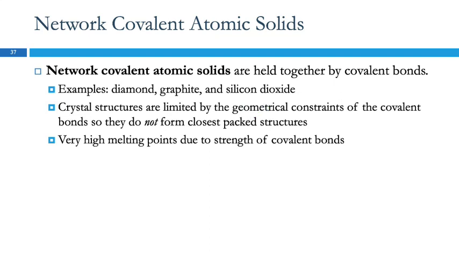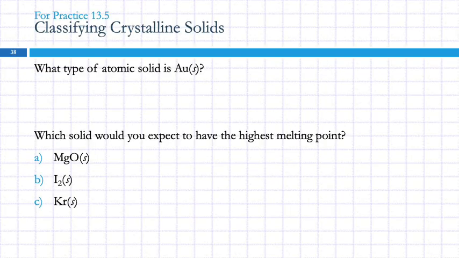So what's interesting about the crystal structures of covalent compounds is they're not just packed together in whatever way is closest, right? They're constrained by the geometry of the hybrid orbitals that gives rise to those covalent bonds. So they do not have closest packed structures. They do have very high melting points. Okay, so these are the sorts of questions you should be able to answer.